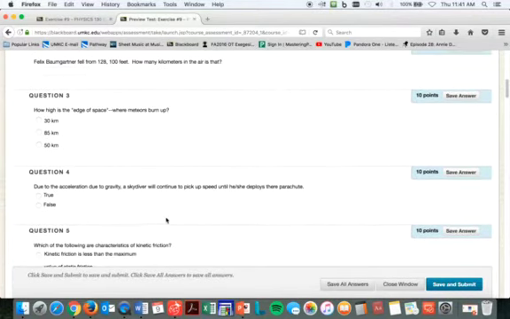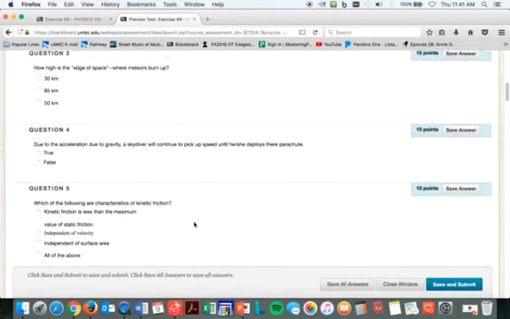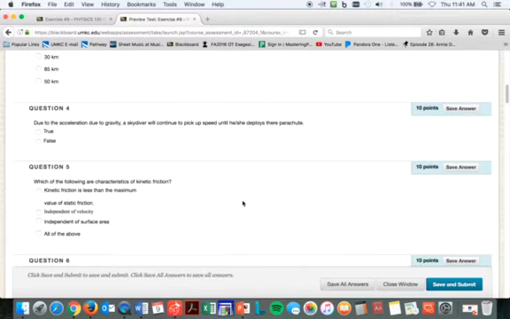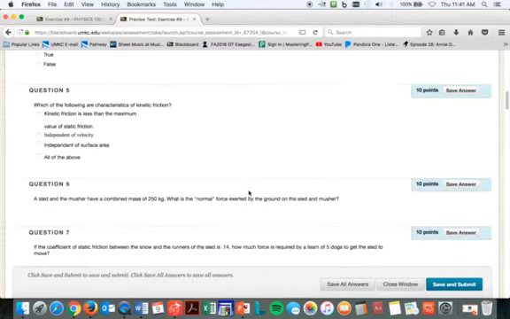Is this true, or is there a thing called drag? All right. Anyway, which of the following are characteristics of kinetic friction? There's a slide in the whole drag and friction thing that explains those. A sled and musher have combined. What is the normal force?